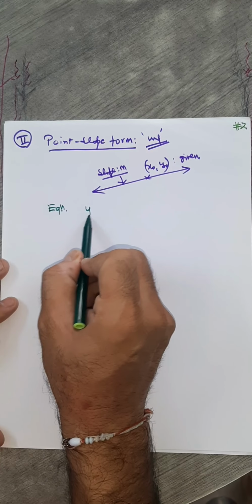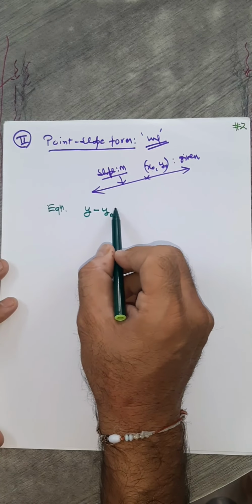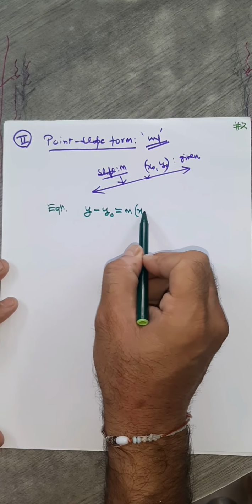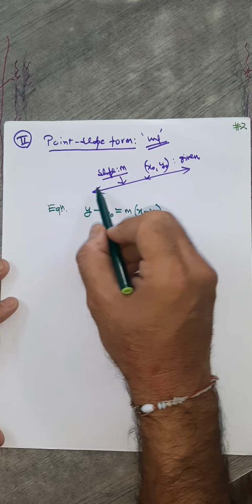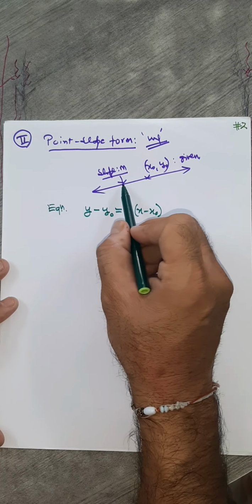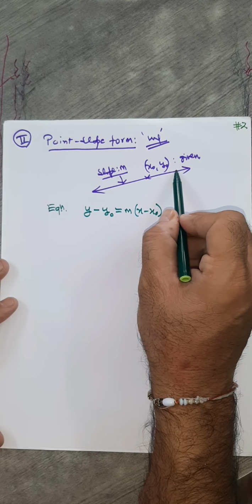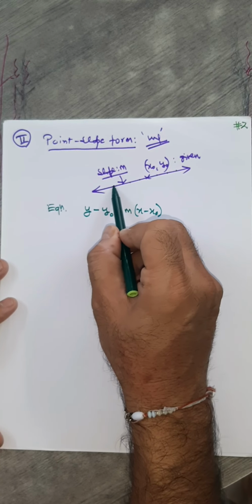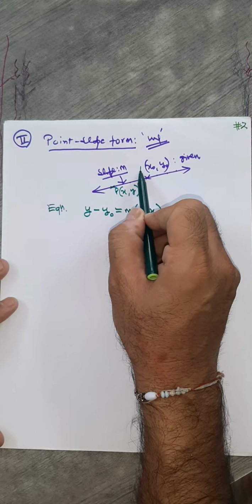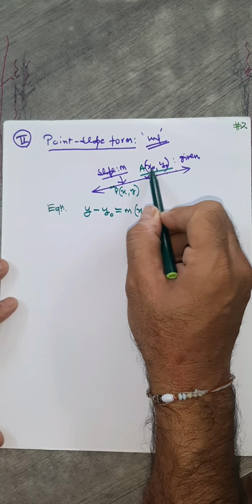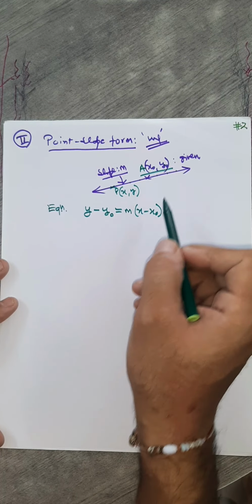Without proof I'm writing, the proof is very trivial. y minus y0 equals m into x minus x0. What are x and y? It's a variable point, any point on this line. It can be anywhere, here, here, here, here, here. It is just a variable point, x comma y. This is a fixed point, given to you like 2 comma 3, 4 comma 5, 1 comma 2.